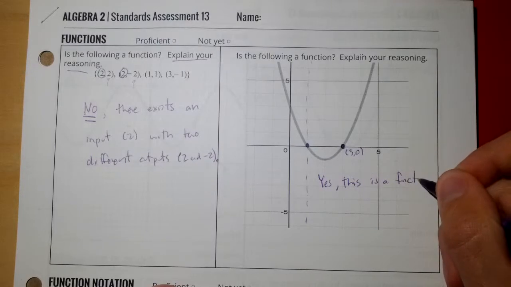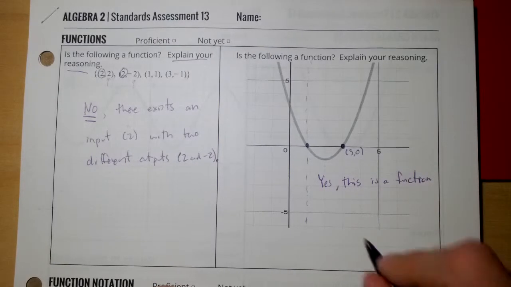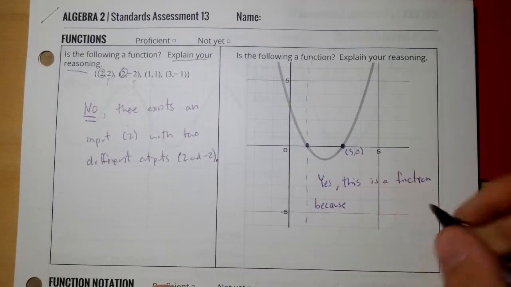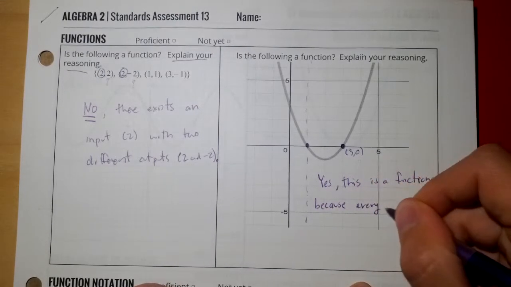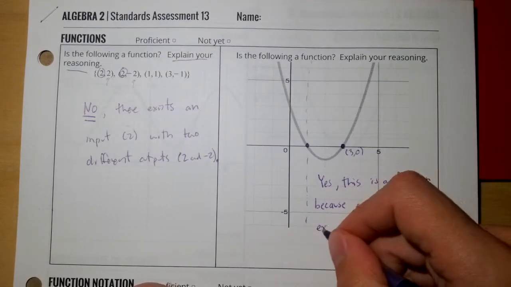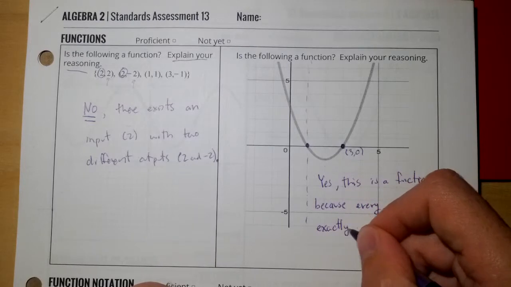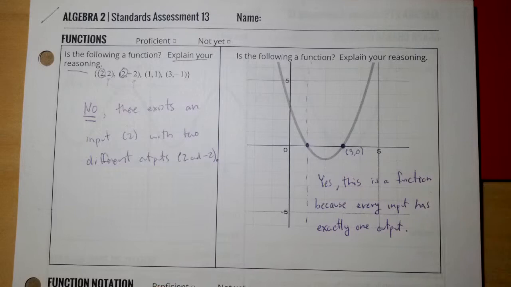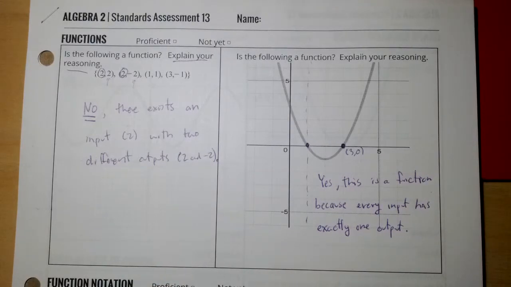And then I have to explain why using the definition of a function. So yes, this is a function because every input has exactly one output. So what basically you need to know is the definition of a function, and then be able to apply it to examples and explain why or why not they are functions.